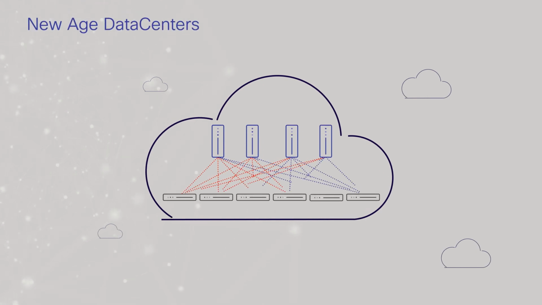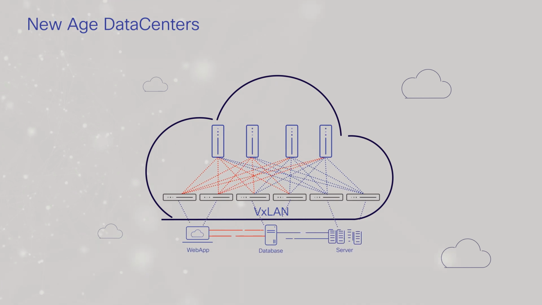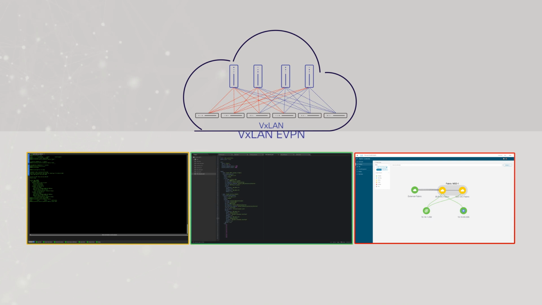Next-gen data centers are built upon modern overlays such as VXLAN. With the increasing need for scalability and high bandwidth to address customers' application requirements, more and more customers are adopting VXLAN fabric within their data centers. Organizations deploy VXLAN in their data centers through CLI, programmability, and various automation tools.